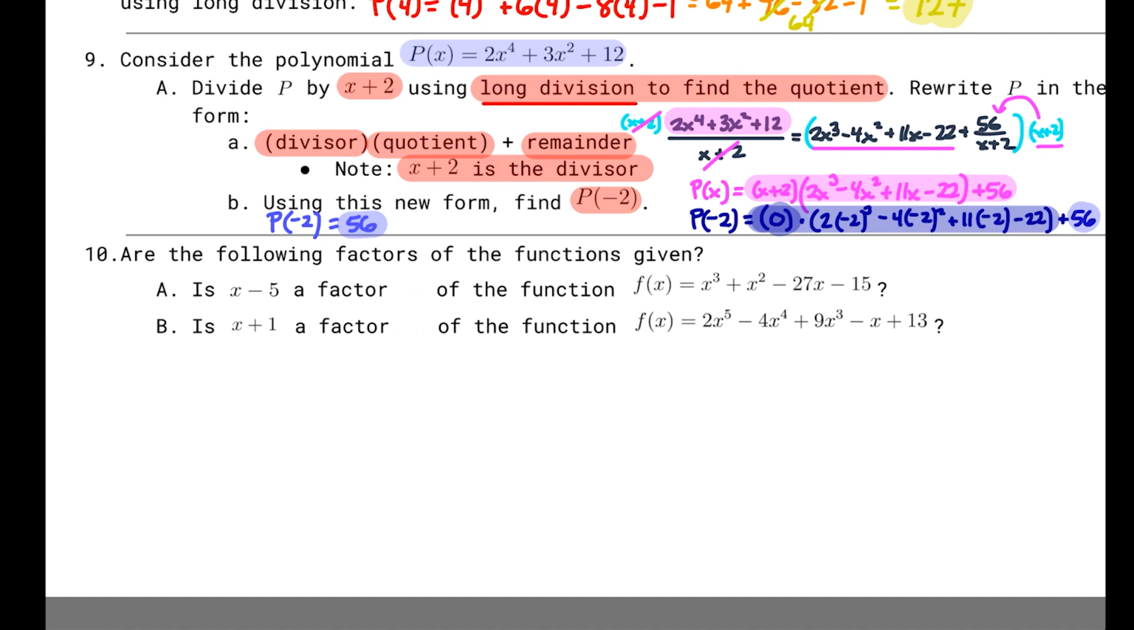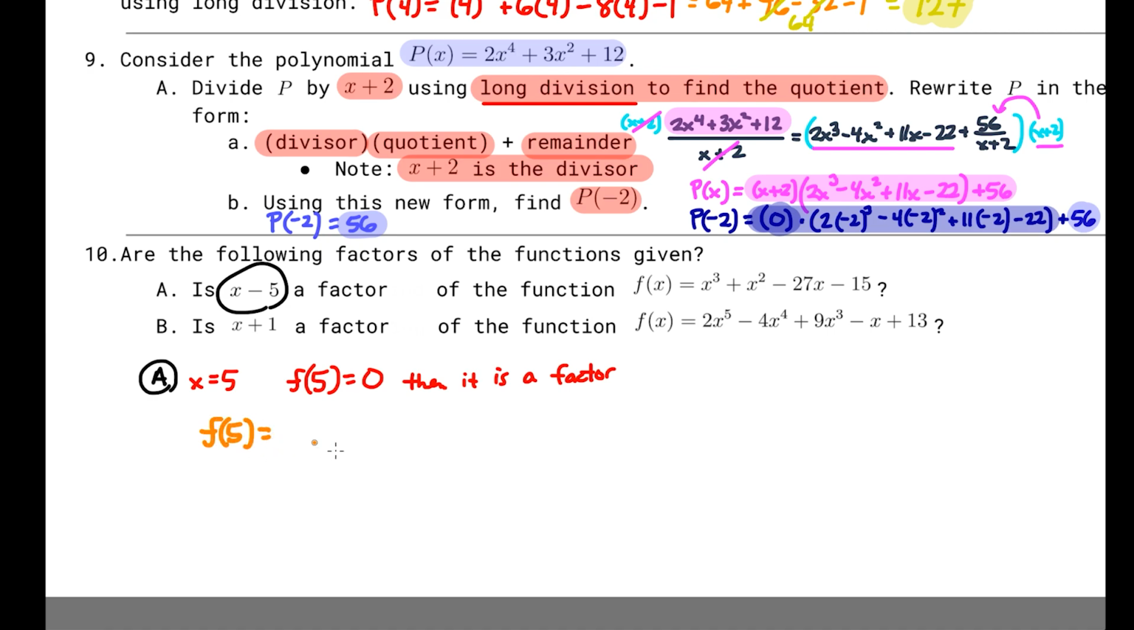Okay, to find this out, all I'm going to do is plug in whatever the root of that linear factor that I'm dividing by is. Okay, if this is a factor, what I'm going to be doing is plugging in x equals 5 to f of x, and if f of 5 is equal to 0, then it is a factor. So that's basically what I'm going to do right now. I'm just going to plug in 5 to that f of x equation.